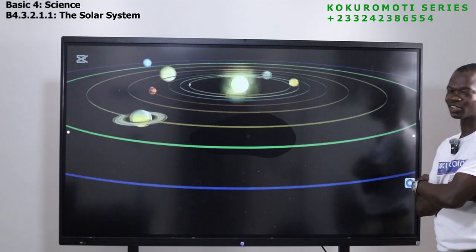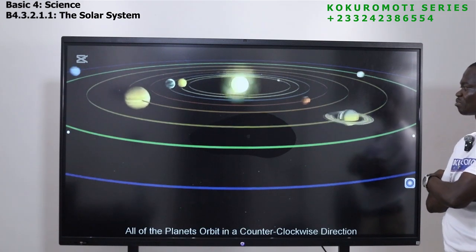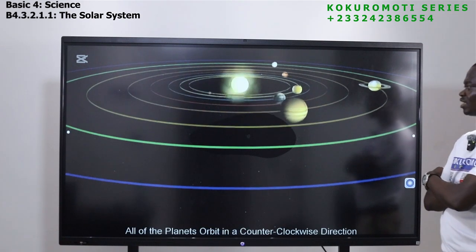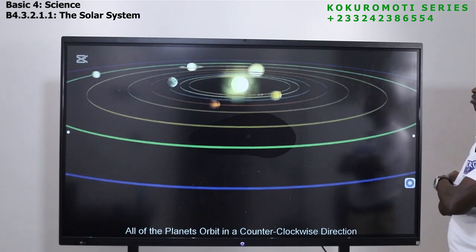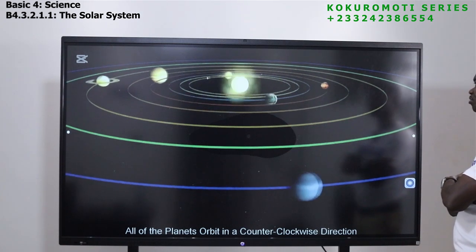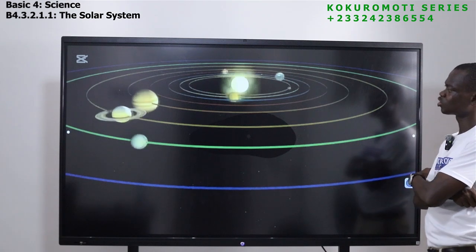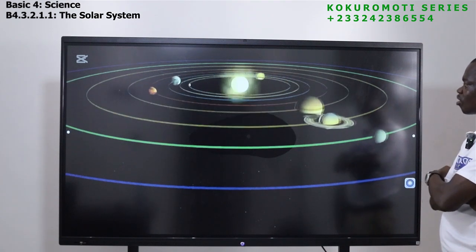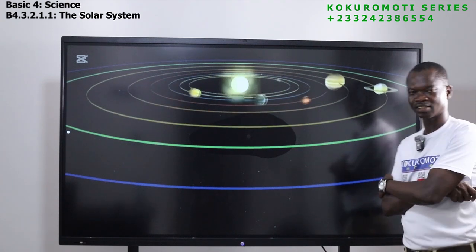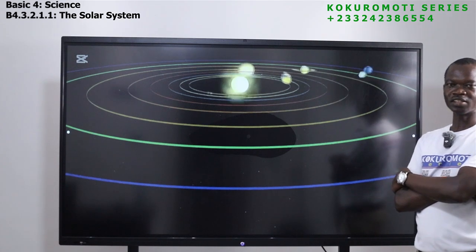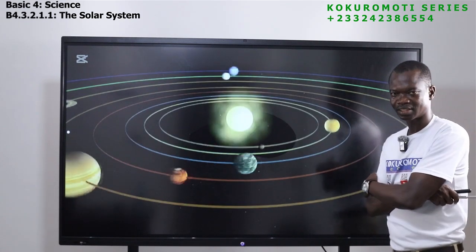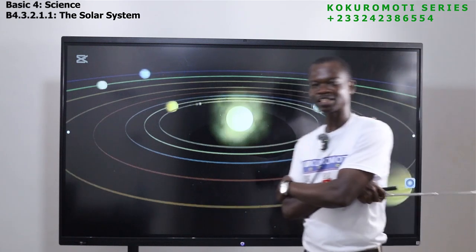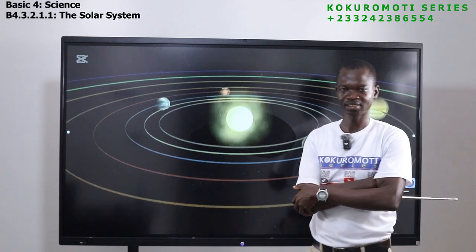So this is what we call the solar system. This thing is happening now. It's happening right now. The earth goes round. So you see, the movements of the earth bring about changes in season, and the earth also rotates. So the rotation also brings about day and night. Okay.